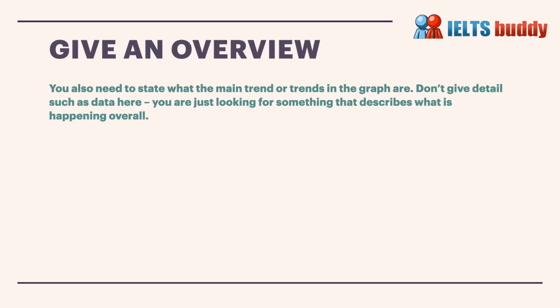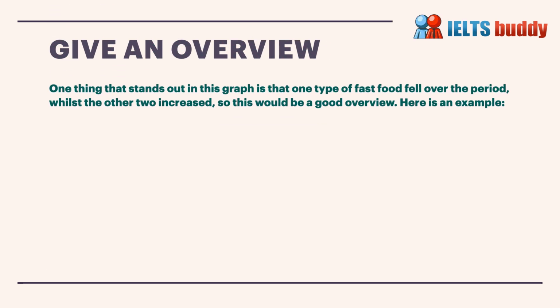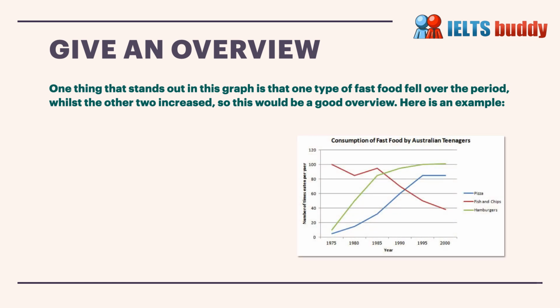So the next thing you need to do is to give an overview. Now this states what the main trends in the graph are. Don't give details such as data here. You're just looking for something that describes what is happening overall. One thing that stands out in this graph is that one type of fast food fell over the period, while the other two increased. So this would be a good overview.